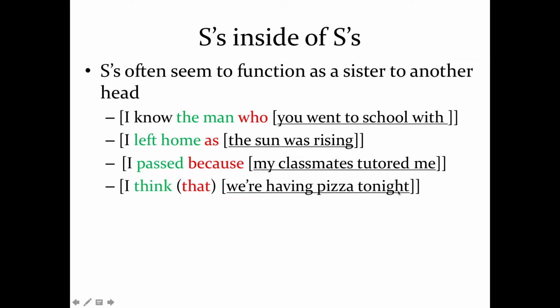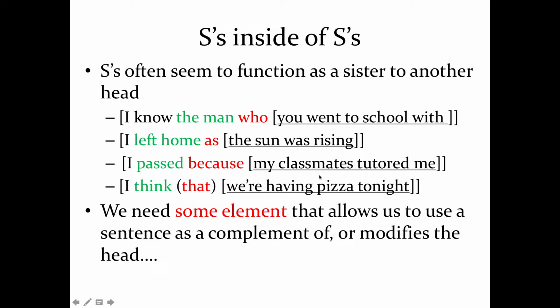We're having pizza tonight is what I think. So this we're having pizza tonight seems to be the object of the verb think, the way that I bought a book would be the object of the verb buy. It's what I bought. We're having pizza tonight is what I think. So in each of these sentences, we have a smaller sentence embedded inside it, this underlined one. So we need some sort of element, that's this red element, which would allow us to use a sentence as a complement of, or use it to modify the head, and we call that thing a complementizer. So these red words are complementizers.